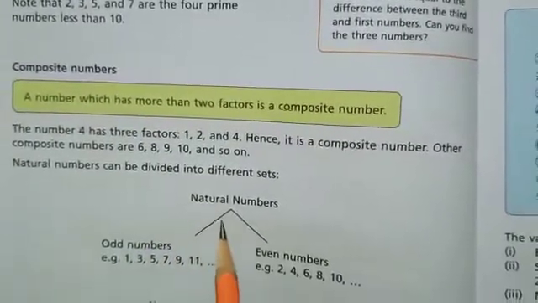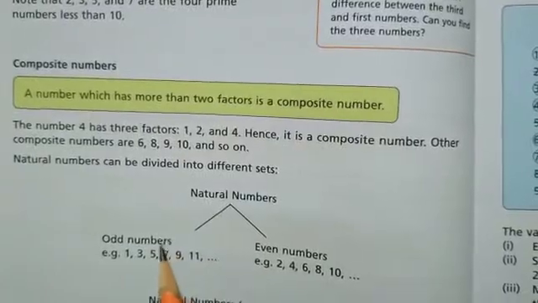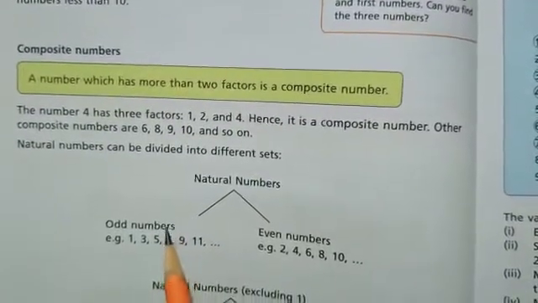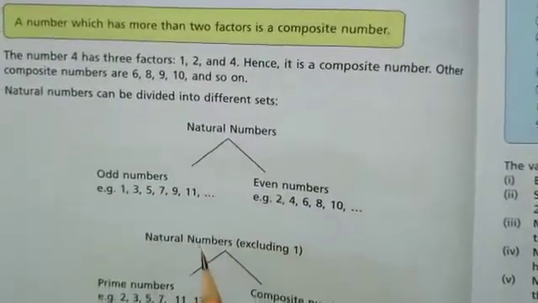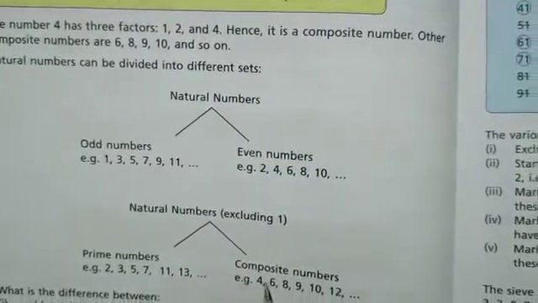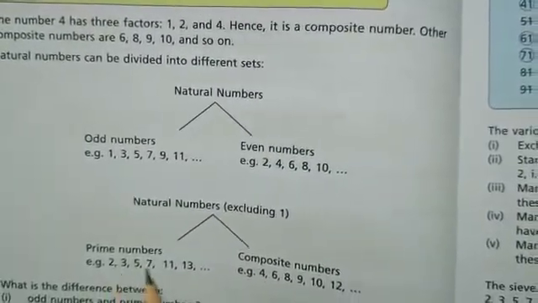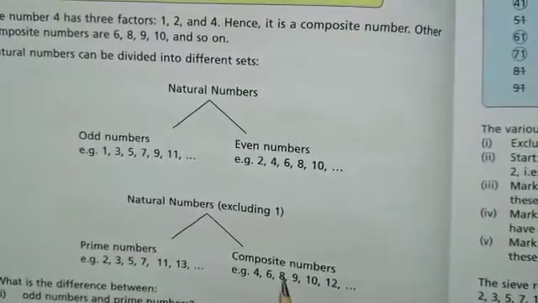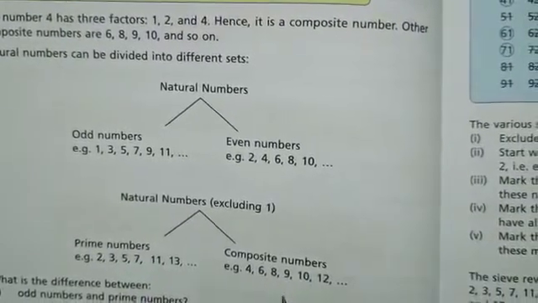This is important. Natural numbers are of two kinds, odd numbers and even numbers. Natural numbers including one, prime numbers and composite numbers. This is an example of a prime number and this is an example of a composite number. Okay.